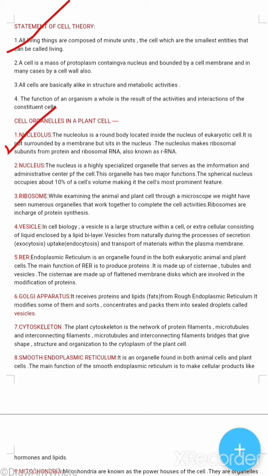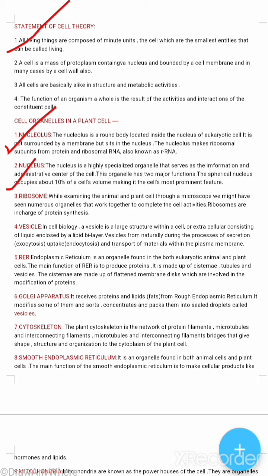Number 2. Nucleus. The nucleus is a highly specialized organelle that serves as the information and administrative center of the cell. The organelle has two major functions. The spherical nucleus occupies about 10% of a cell's volume, making it the cell's most prominent feature.